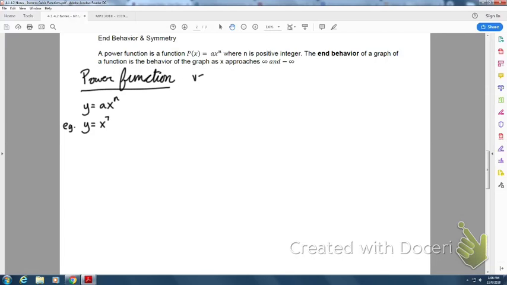That compared to what we're going to call a polynomial function.